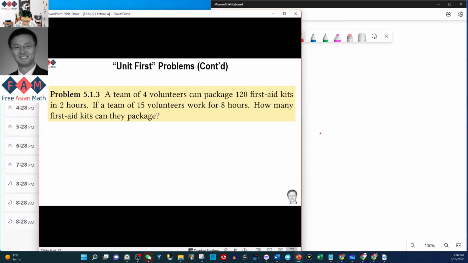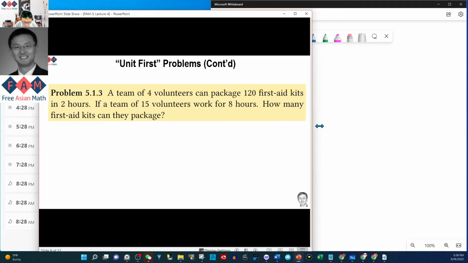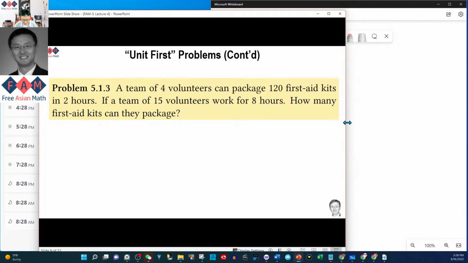All right, so that's what we call the unit first problems. The key concept in those type of problems is that you identify a certain multiplicative relationship and recognize a so-called unit quantity. All right, and that will be the stepping stone toward computing the required quantity, whatever that is.